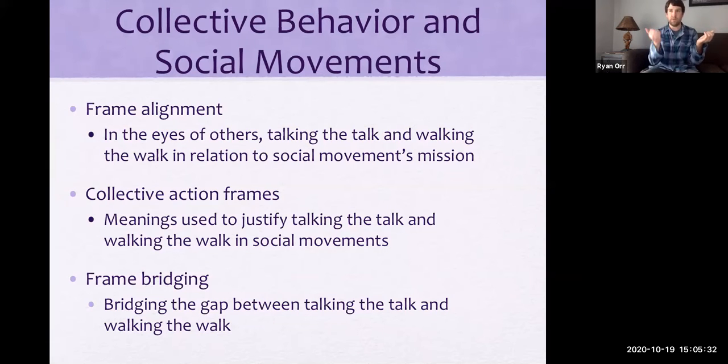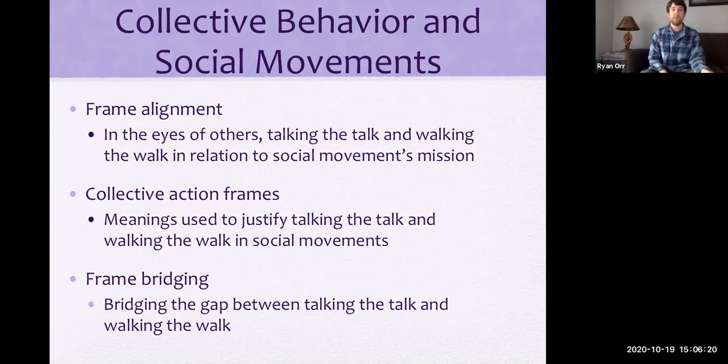So when people are looking at you and judging you, they'll say that yes, how they're acting and what they're saying is in line with their overall mission. There's no contradiction. The two go hand in hand. And then you can look at collective action frames. Here, you're using the meanings to motivate yourself and to justify what you're doing. This ties into a lot of what we'll talk about with the culture, looking at inequalities, looking at injustices, looking at what really drives the social movement as a whole, and using those meanings to justify why you are talking in certain ways and why you are acting in other ways.